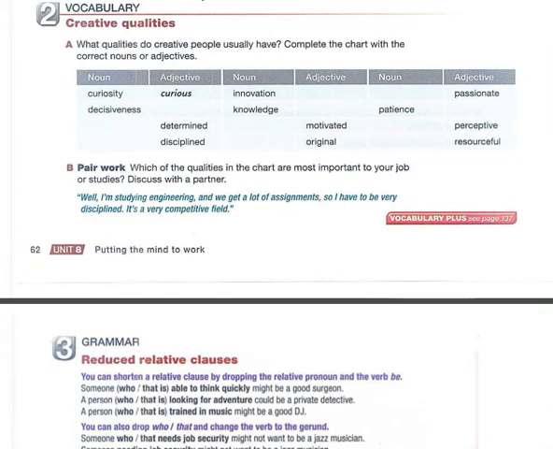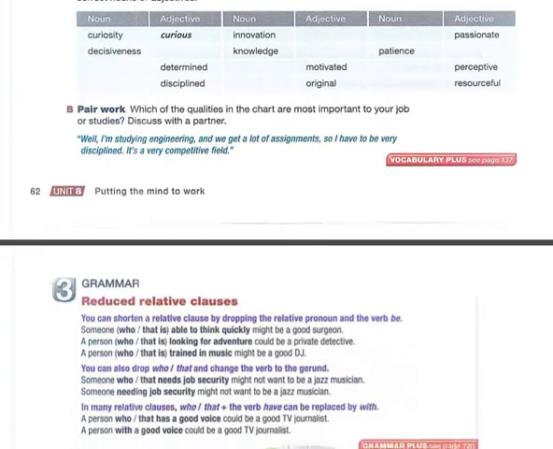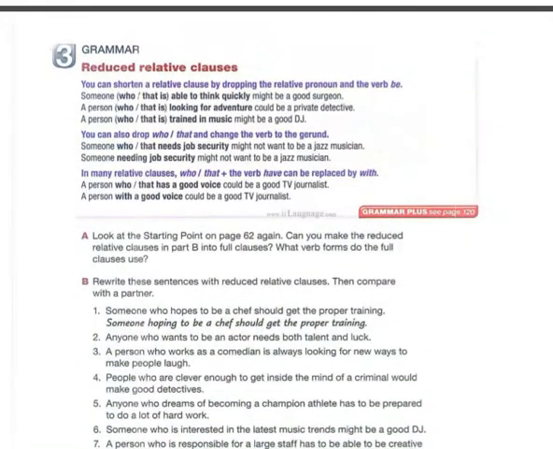So now that we finished this little exercise of conversion from nouns to adjectives, we're going to do the vocabulary plus from page 137, and we're going to move to our grammar plus. In our grammar plus, we have the reduced relative clauses. Let's read the examples that we have. The reduced relative clauses: you can shorten a relative clause by dropping the relative pronoun and the verb be.